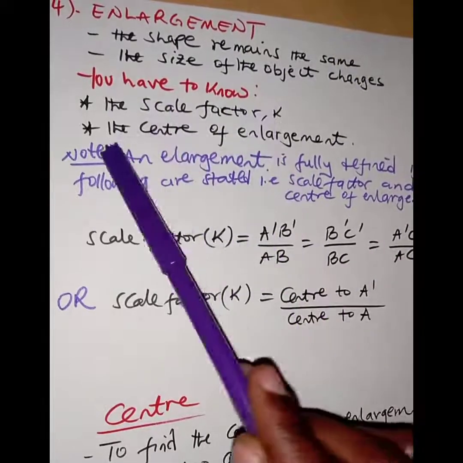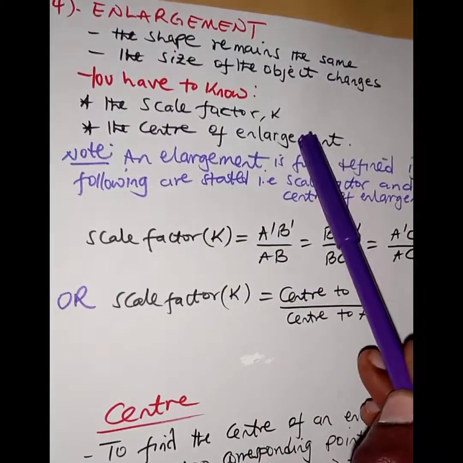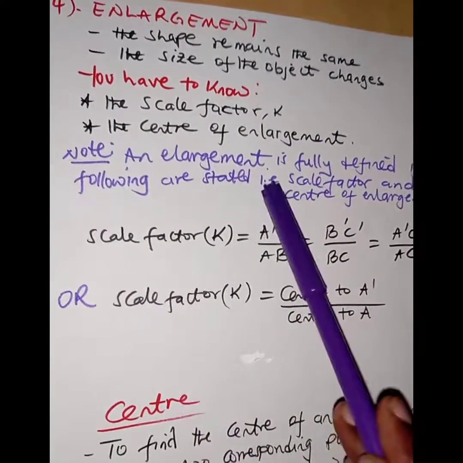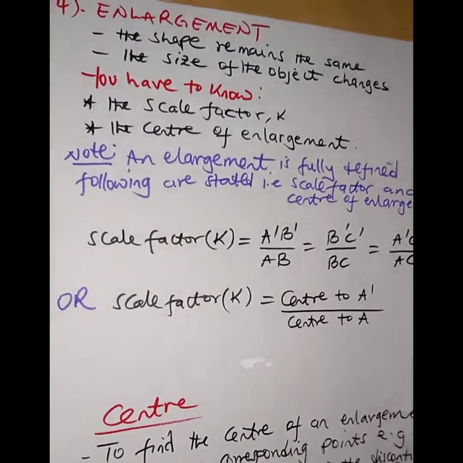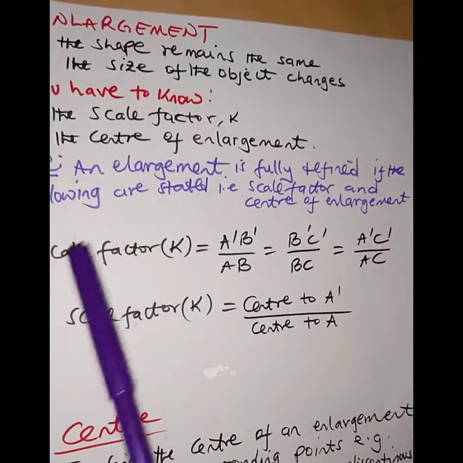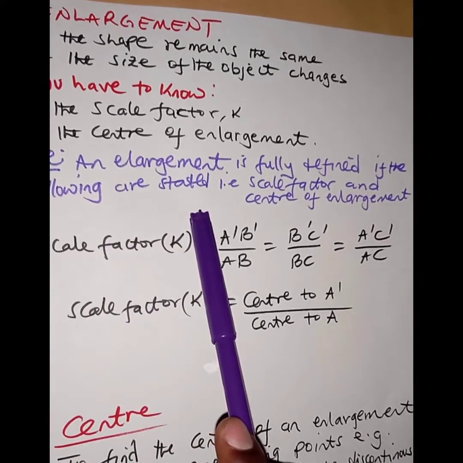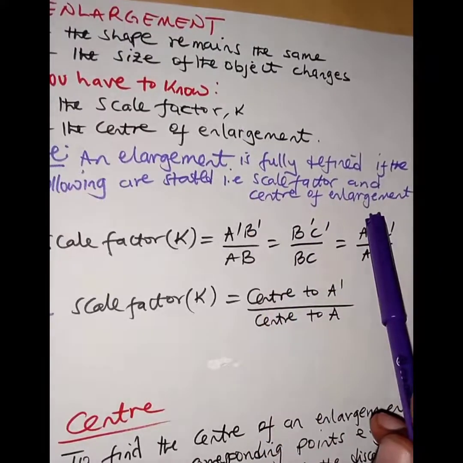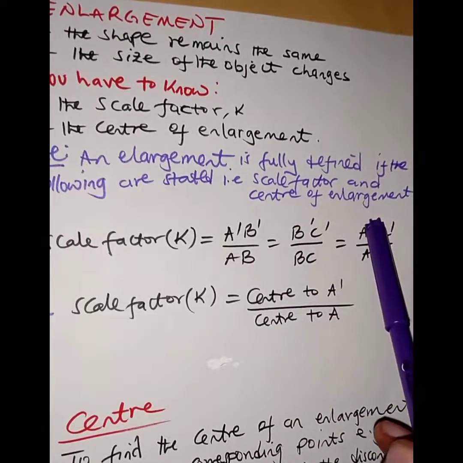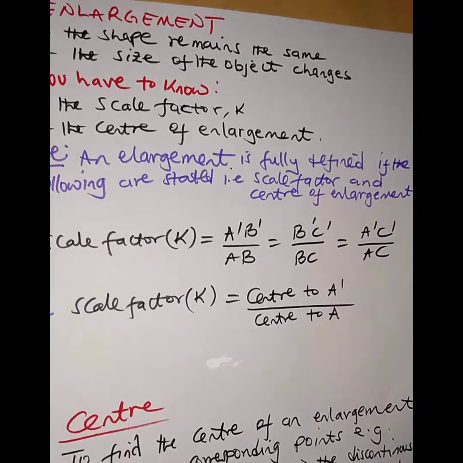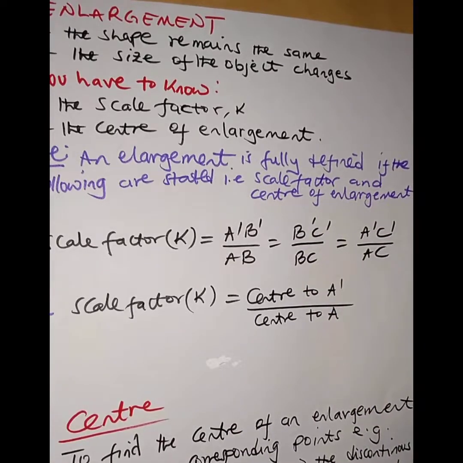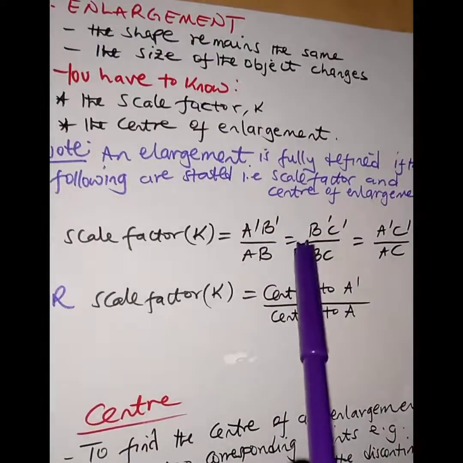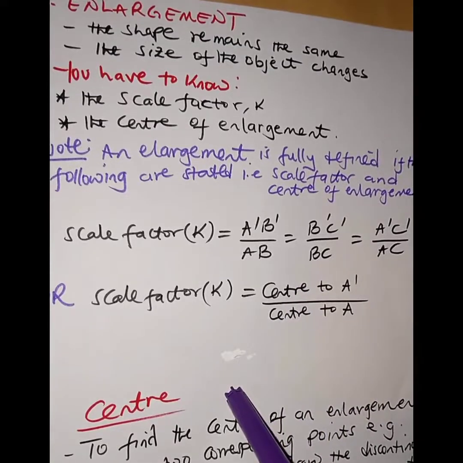Now, you have to know the scale factor K, and there's also the center of enlargement. Note, an enlargement is fully defined if the following are stated: the scale factor, which is K, and the center of enlargement. So when they say describe the transformation fully, if it is enlargement, you say it is enlargement, scale factor maybe 2, and the center (0, 0). Then you get your 3 marks.